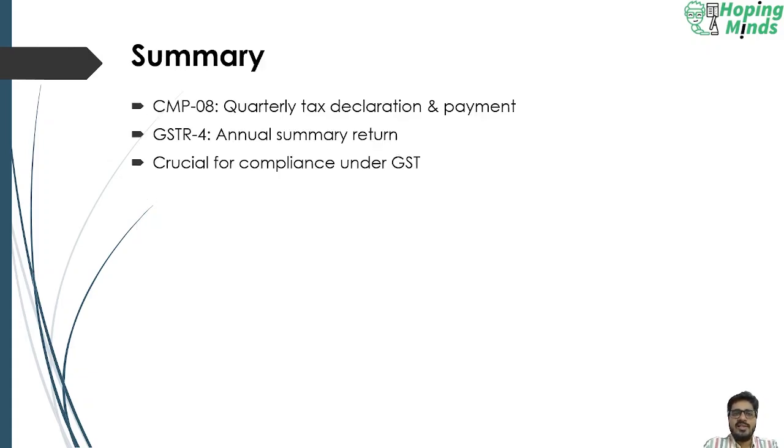So to summarize, CMP-08 is a quarterly tax declaration and payment return. Then GSTR-4 is the annual summary return. It has to be filed by all the composition dealers, and it is a crucial matter for compliance under GST. So proper reconciliation of books and turnovers, that is turnover for the financial year, must be kept on record.